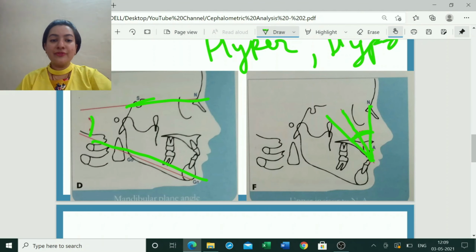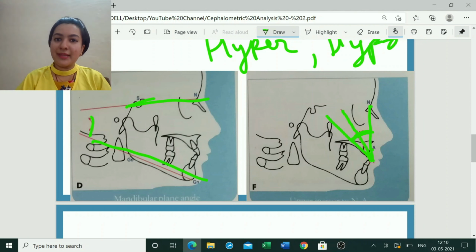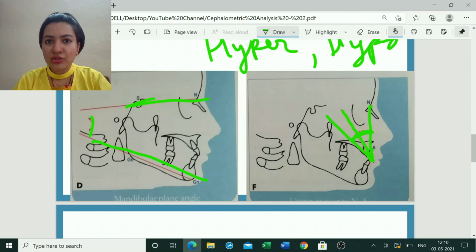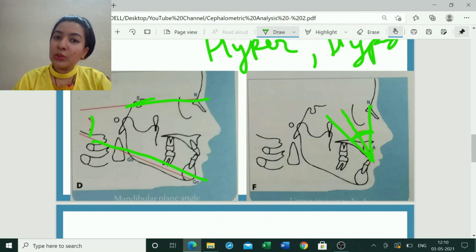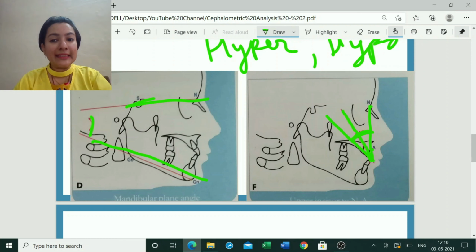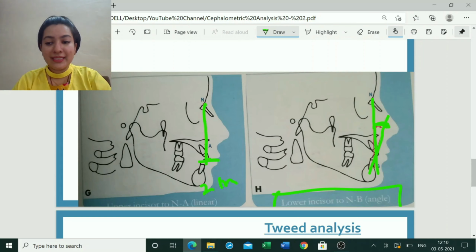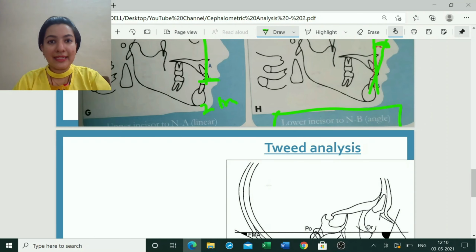Okay, so what did we see first? Maxilla in relation to cranial base, mandible in relation to cranial base, occlusal plane in relation to cranial base, mandibular plane in relation to cranial base. So this is how you are relating everything to the cranial base, right? Then what we saw? Proclination or retroclination, basically the angulation or inclination of upper and lower incisors, both in terms of degrees as well as linear. Okay, so these are the things given by Steiner and they come under Steiner's analysis.